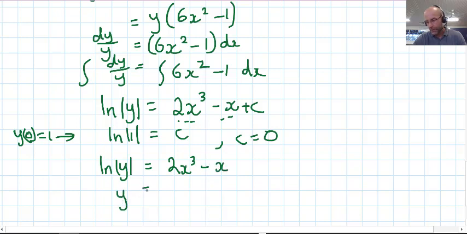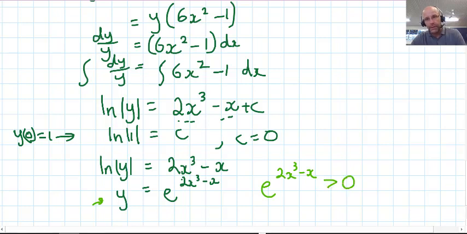Putting in exponential form, then we have y equals e to the 2x cubed minus x. You might be asking, where did the modulus symbol, the absolute symbol, go there? Well, e to any power like that is going to be bigger than 0. You might remember the exponential base functions, if they're not translated, have an asymptote at y equals 0, so they'll always be positive, so we don't need the modulus sign. So there's our particular solution.